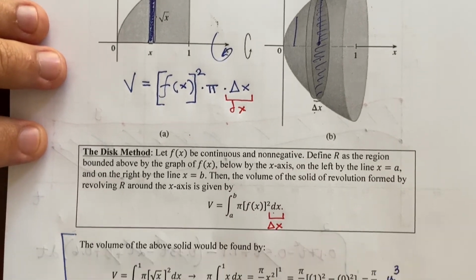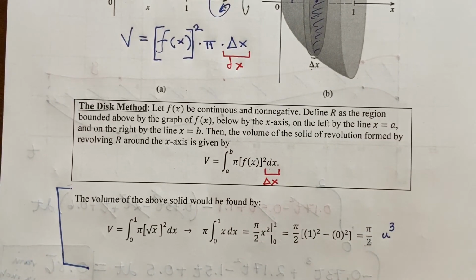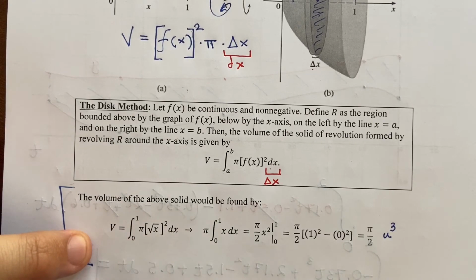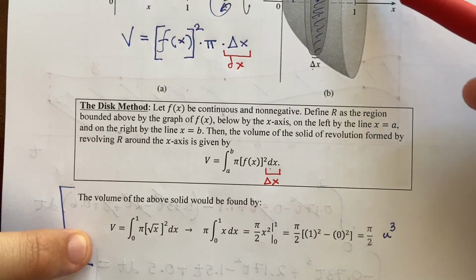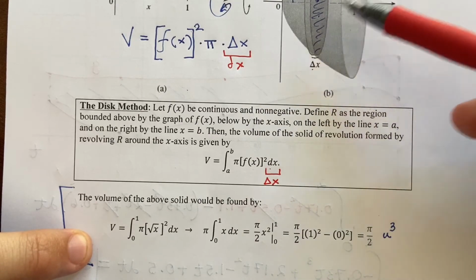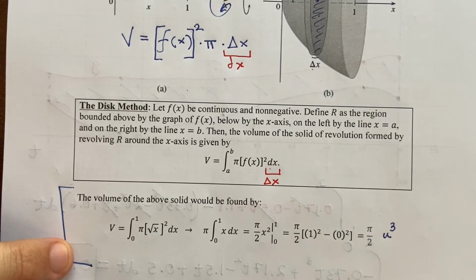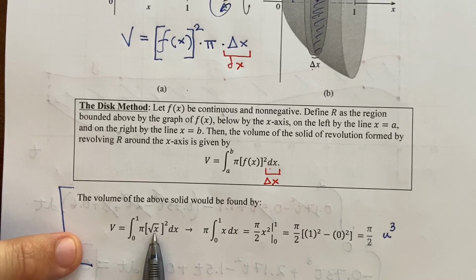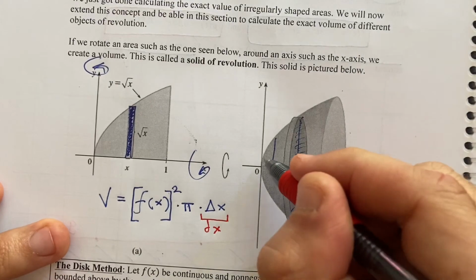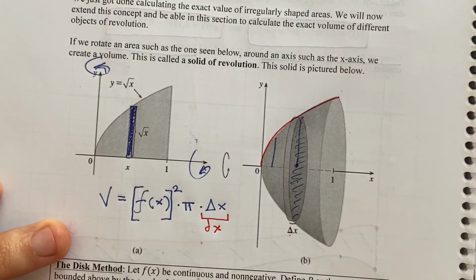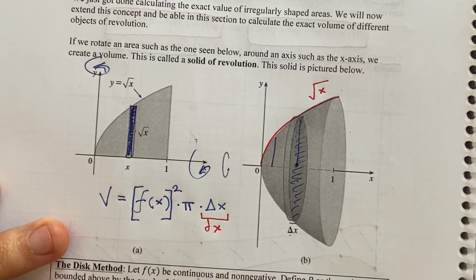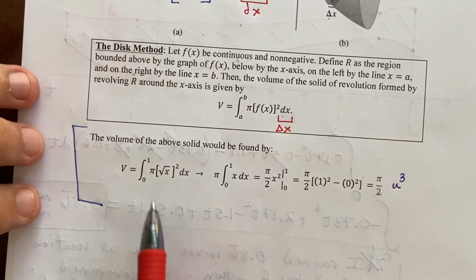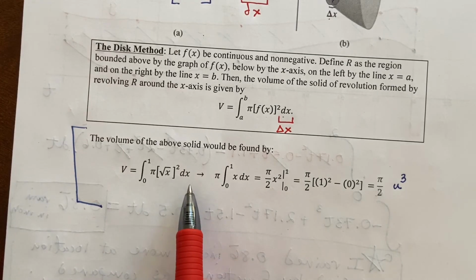So if you actually carry this out, here's a worked example. To find the volume of this thing that I'm pointing to up here, not just the disk, but the full volume of this solid, I would integrate from 0 to 1 pi times the function squared. Here's the actual function itself, root x, the function along this curve. We square it, and then we multiply by dx.